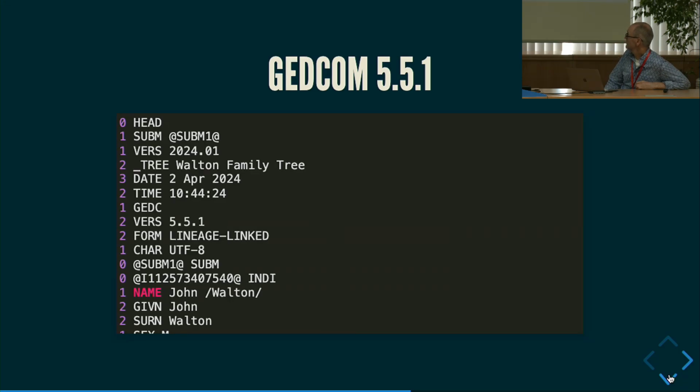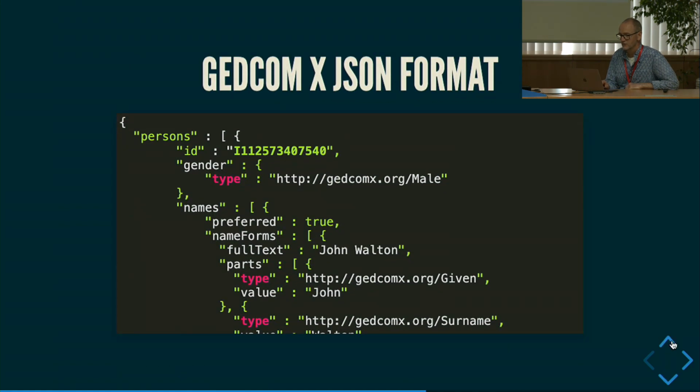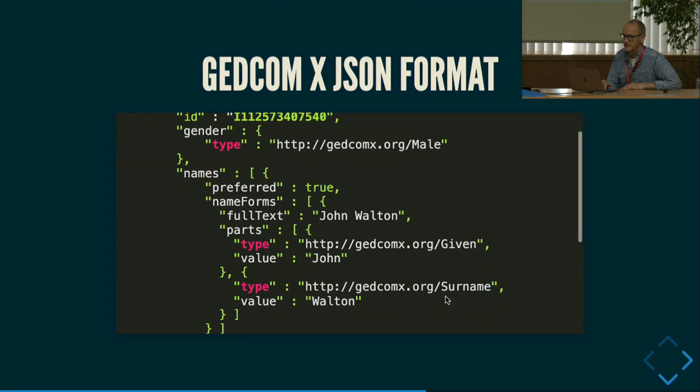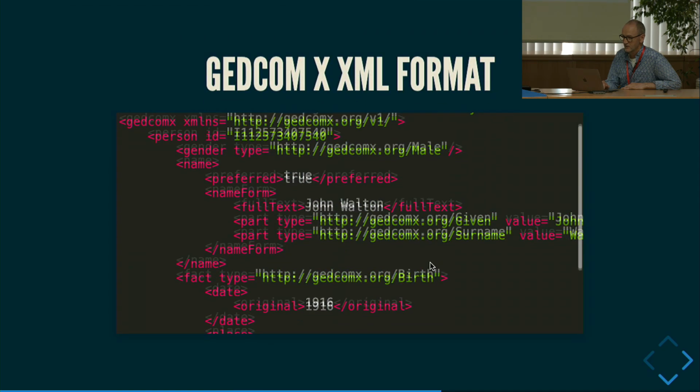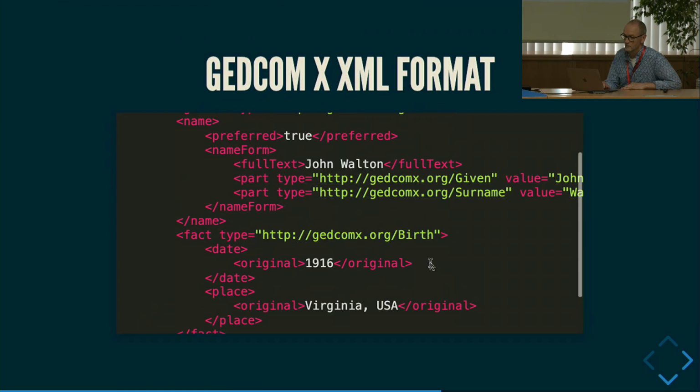GEDCOM 5.5.1 is the kind of industry standard for genealogical data. There's also GEDCOM X, which is not a newer standard than GEDCOM 5. It's a different format. It gives you the option of getting the same data in JSON. And more interestingly for us, it also allows you to get the data in XML format.